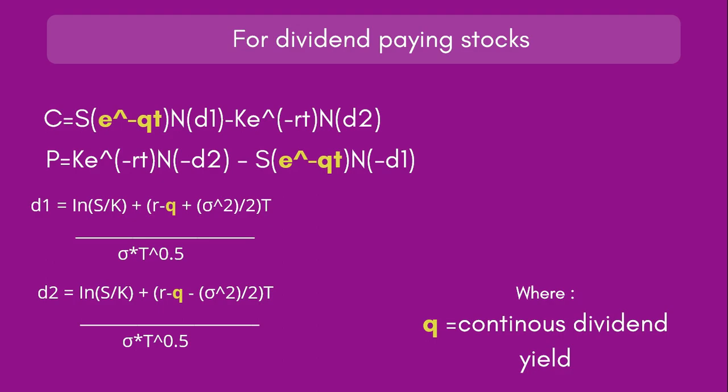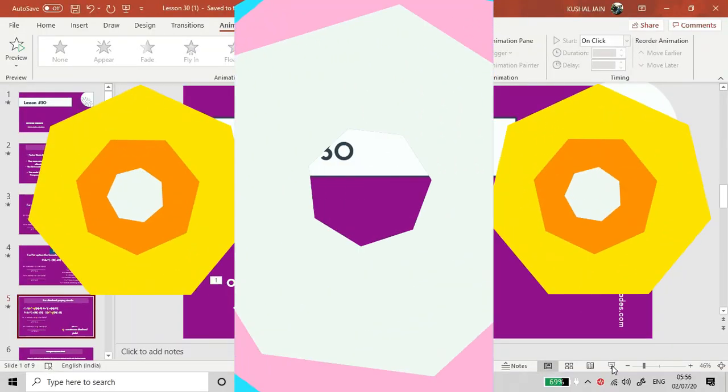Now I have made an Excel sheet where I have written the formula of call and put, and using that Excel sheet I will be showing you how I am able to find call and put price almost exactly similar to what's listed on the exchange. So let's get to that Excel sheet.